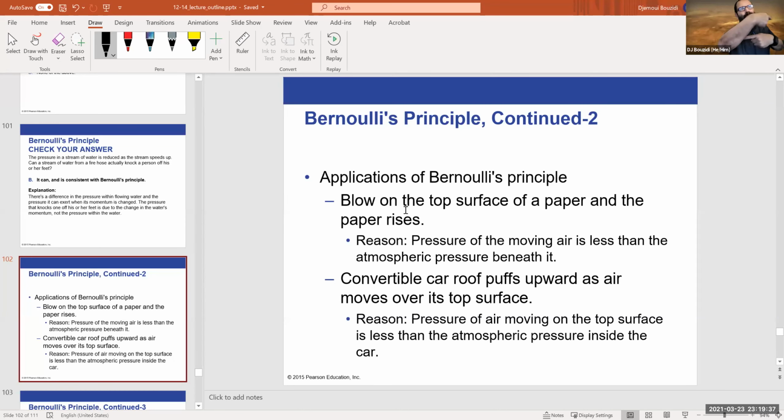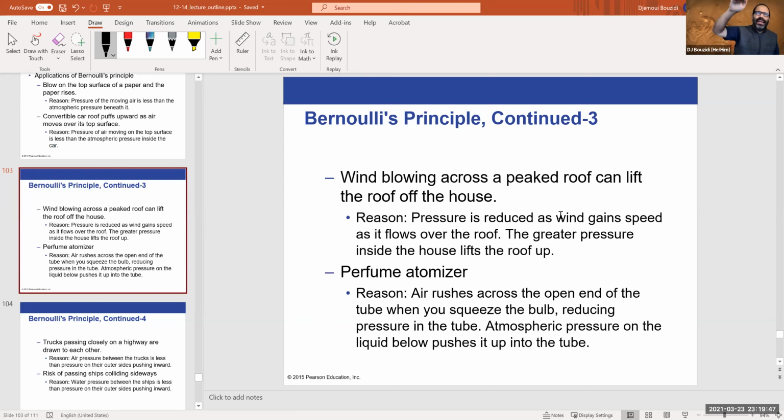And this is what causes a roof to take off, because again, there is a high wind on the top, which means the pressure is low, versus from inside where the pressure is high. So this causes the roof to come out. Perfume atomizers also use the same principle. When you press on the atomizer, the air comes out super fast, causing a depression, and that depression causes the fluid to come out from the perfume, and it mixes with the air and comes out.